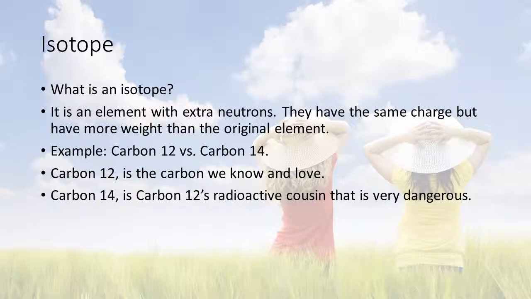An isotope is an element with extra neutrons. They have the same charge but more weight than the original element. The best example is carbon-12 versus carbon-14. Carbon-12 is what you see on the periodic table. It has 12 neutrons, 12 protons, and 12 electrons. Carbon-14 is carbon-12's radioactive cousin and is very, very dangerous. So carbon-14 has 12 protons, 14 neutrons, and 12 electrons.